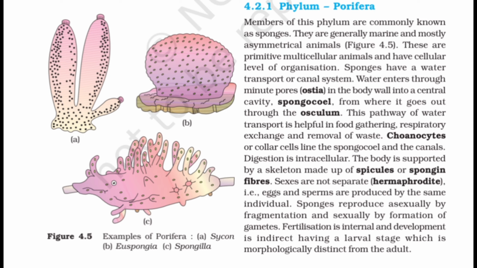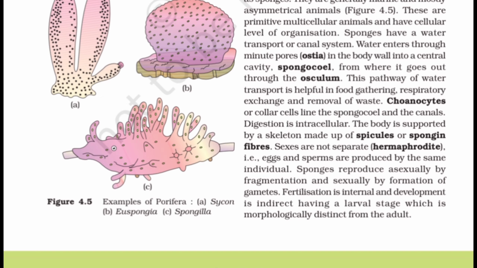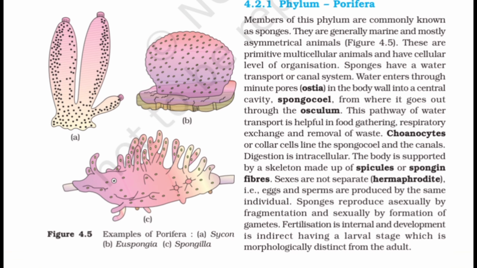Sexes are not separate, hermaphrodite, that is, egg and sperm are produced by the same individual. Sponges reproduce asexually by fragmentation and sexually by the formation of gametes. Fertilization is internal and development is indirect, having a larval stage which is morphologically distinct from the adult.